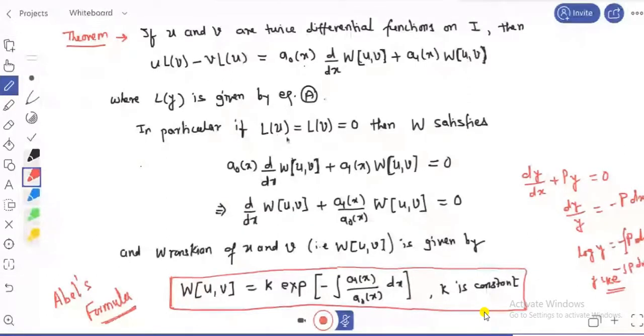Okay, so this is for two solutions which satisfy this second order homogeneous differential equation; then the Wronskian of those two can be expressed in this form, where a naught is the coefficient of the second derivative term and a1 is the coefficient of the first derivative term.